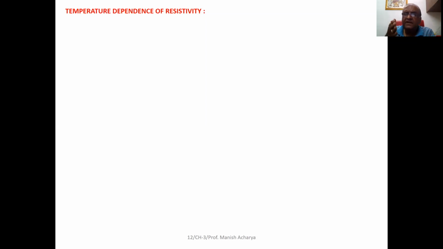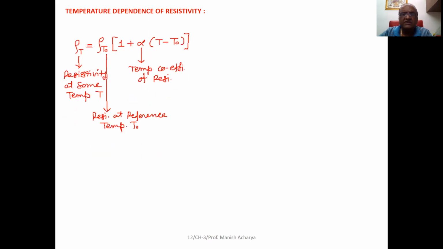But how much does the resistivity change for a given rise in temperature? To carry out that calculation, we need a relationship between resistivity and temperature, right? So the dependence of resistivity on temperature is given by this equation. This is an empirical formula, prepared with the help of a large number of experimental observations.